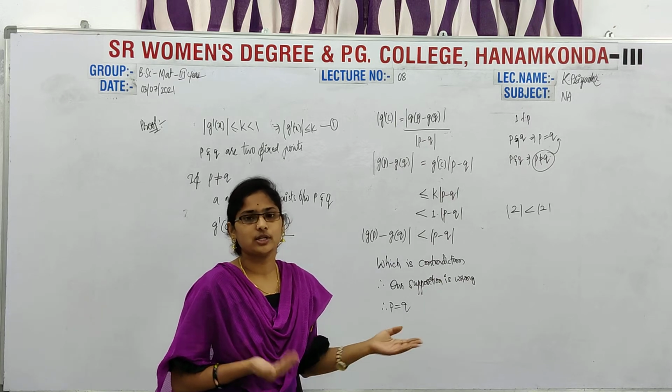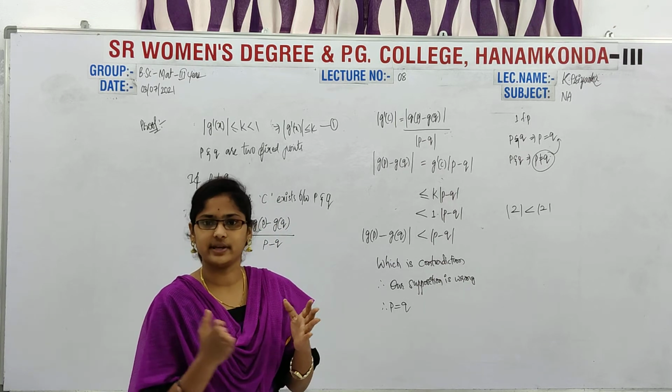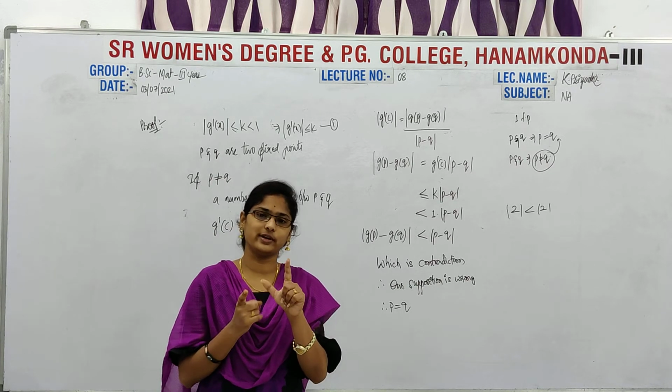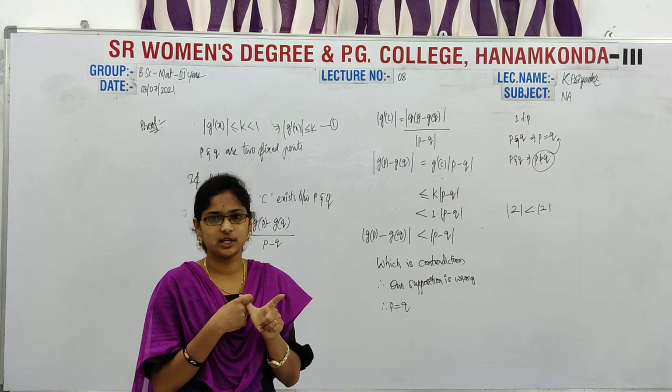That's why what is the exact consideration? P equal to Q. I proved that the other assumption becomes wrong. So see here we have only two ways. We have to prove that P is equal to Q.